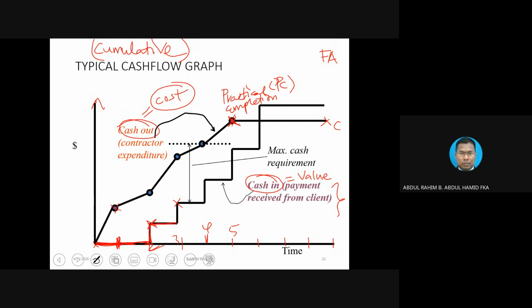So for the cash in payment, we call it a step graph. Step graph. It is very similar to your salary. When you start working, your income looks like a step graph. It is not like this graph. It is not like the upper graph. The upper graph is your spending, but the step graph is your income. People pay you salary only at the end of the month. If you are working in the government, you are safe, because the government basically pays much earlier.